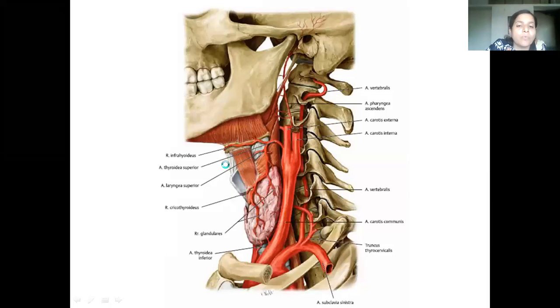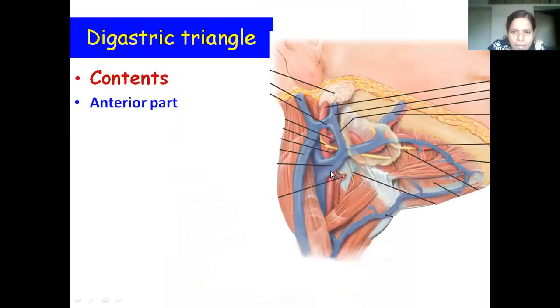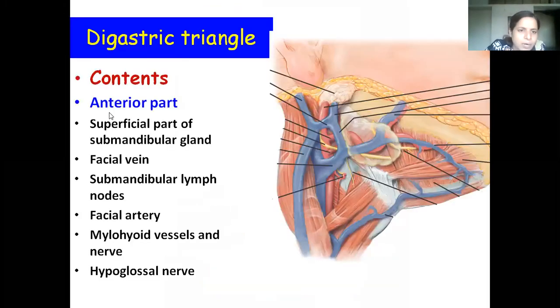Digastric triangle is also a very, very important triangle. Okay. Now just to see what the contents are. If you understand this picture, you will write in your own words. First try to understand the diagram. See, this is the anterior belly of digastric. And this is the posterior belly of digastric. So you are finding mylohyoid muscle in the floor.